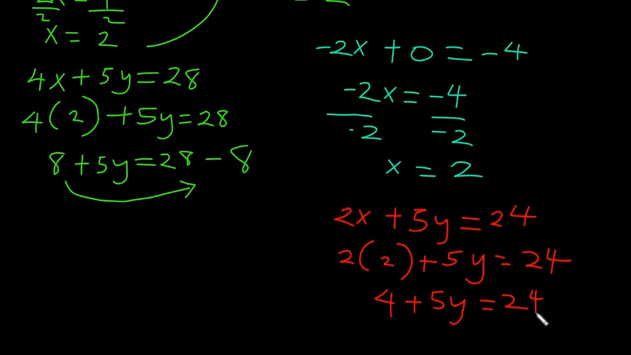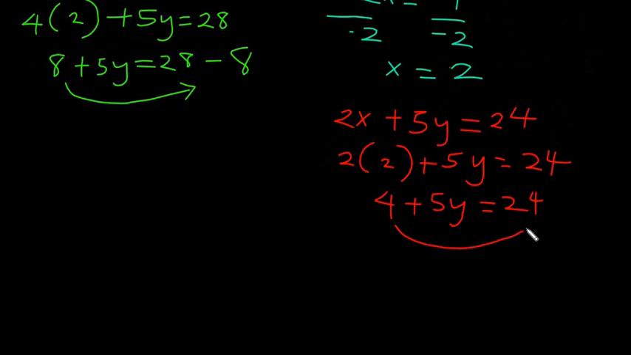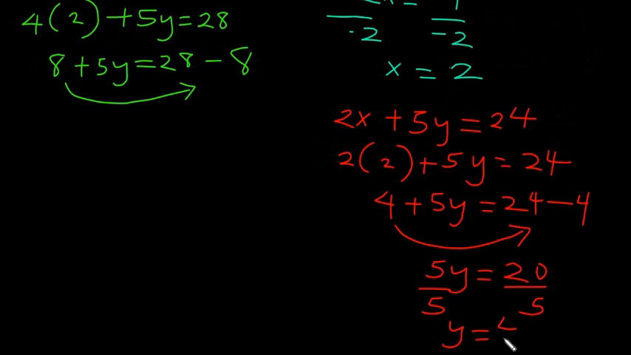So let's put like terms together. Let's move this 4 to the other side so that we have minus 4. So we're going to have 5y is equal to 20, and then divide through by 5 to give us the value of y as 4. So you can see that both ways are still giving us the same answer.